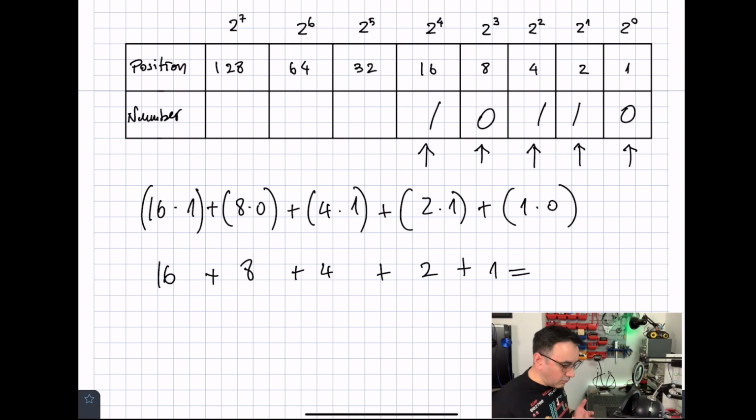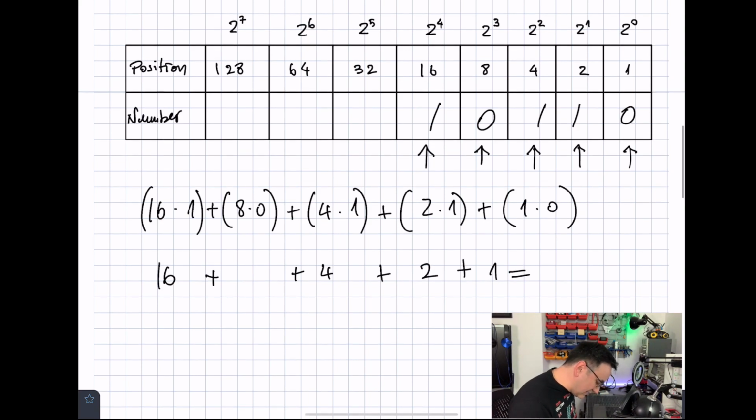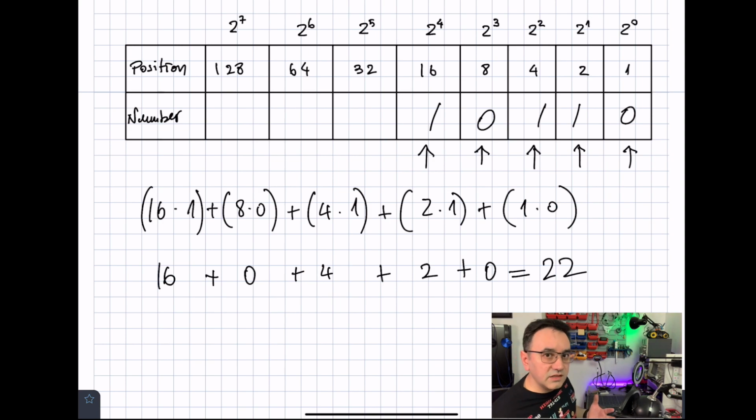And if we add all these together, we are going to get the wrong number, because I made a mistake here. Actually, 8 times 0 is 0, and 1 times 0 is 0. And it is 22. So as you can see, there is something interesting.